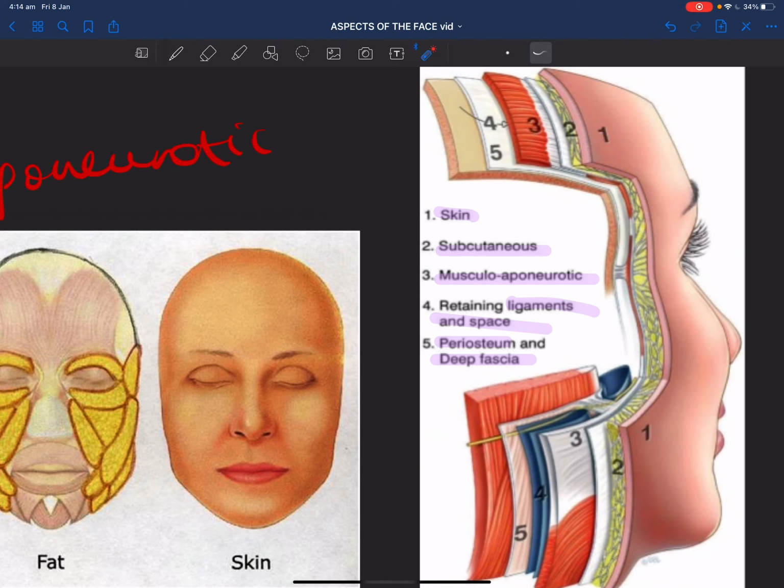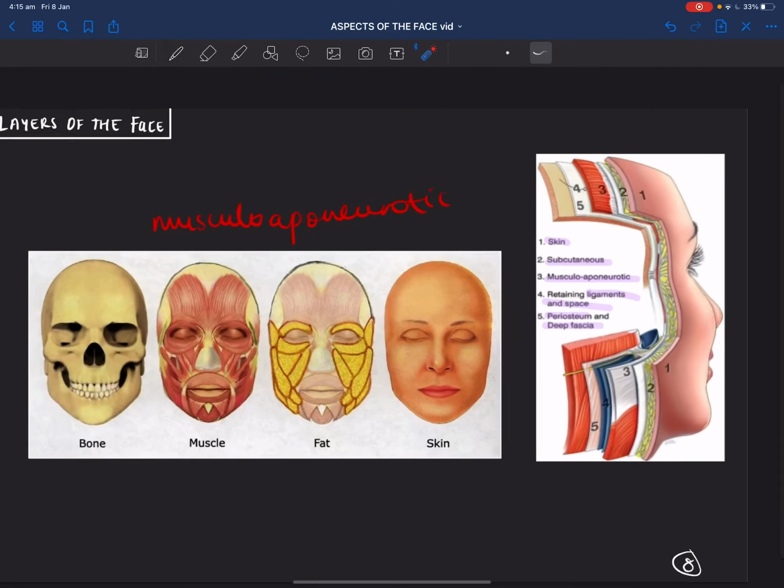And then finally, we have the periosteum and the deep fascia. And this is just your deep muscles and your deep skin here, just below the bone. Remember, periosteum connects directly to the bone and the skull underneath.